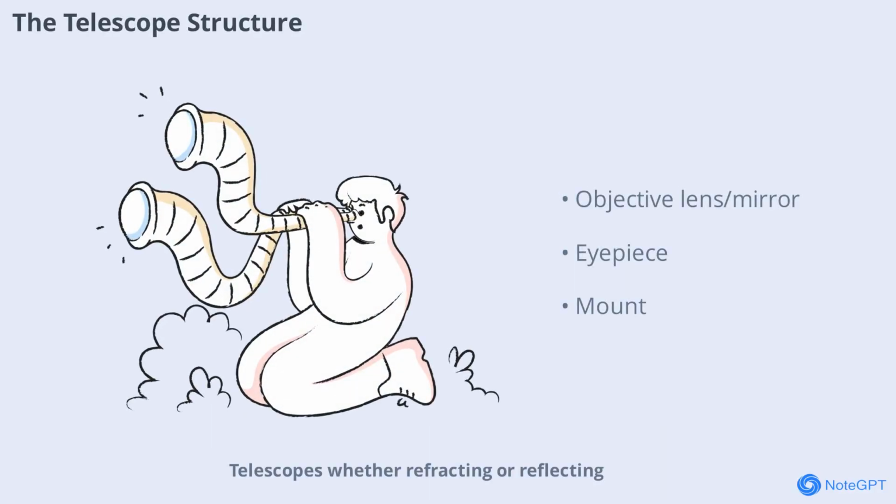Telescopes, whether refracting or reflecting, have essential components like the objective lens or mirror, eyepiece, and mount. The objective gathers light, the eyepiece magnifies the image, and the mount provides stability. Knowing the structure is key to using telescopes for stargazing and research.